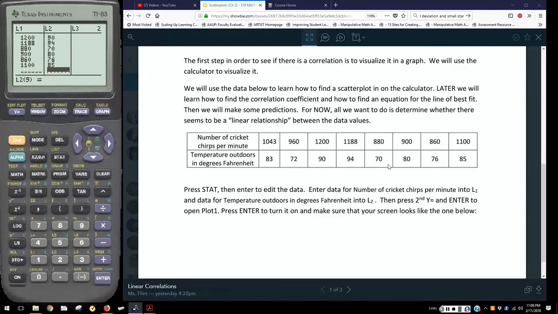Now, looking at just the data, it's really hard to determine whether there is a relationship between how often they chirp and what the temperature is. So what we're going to do is create a scatter plot.